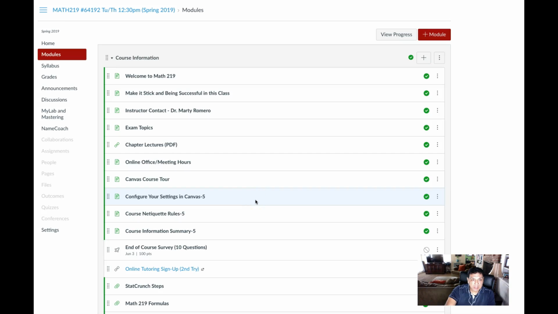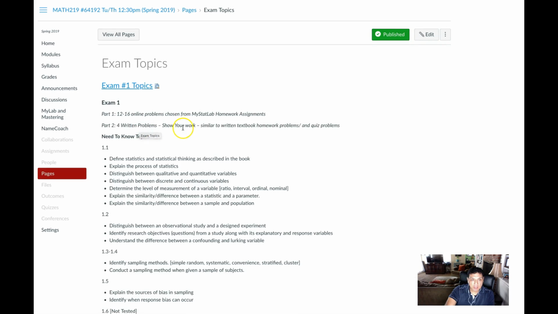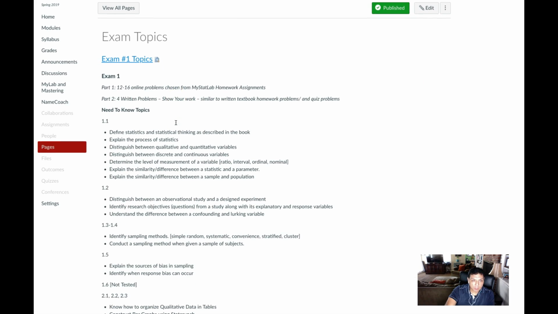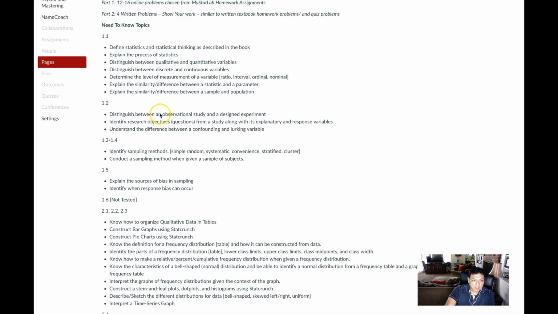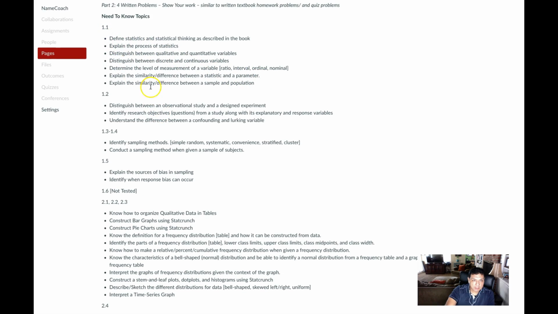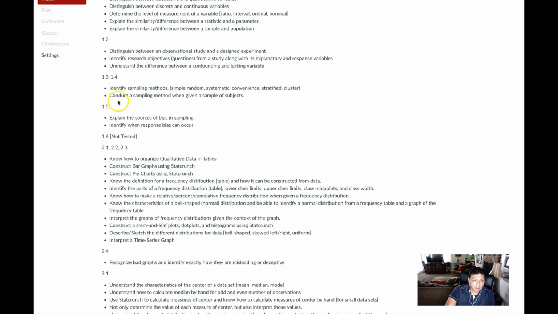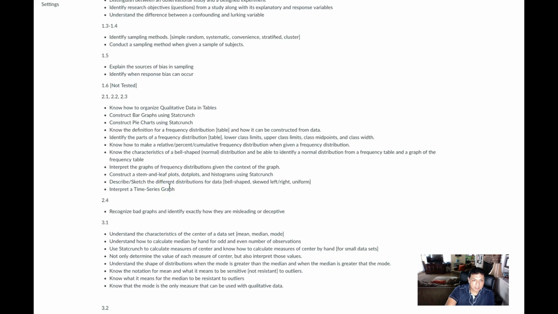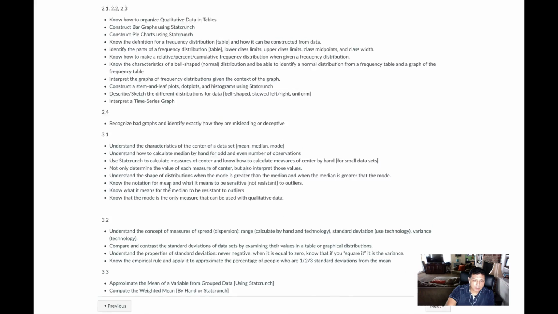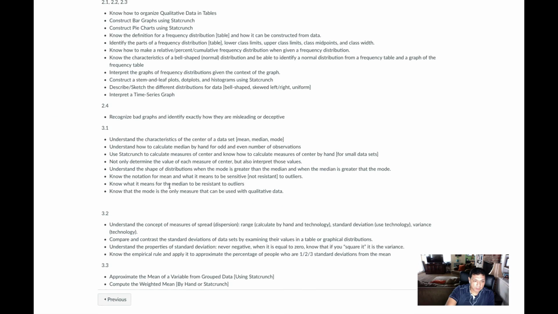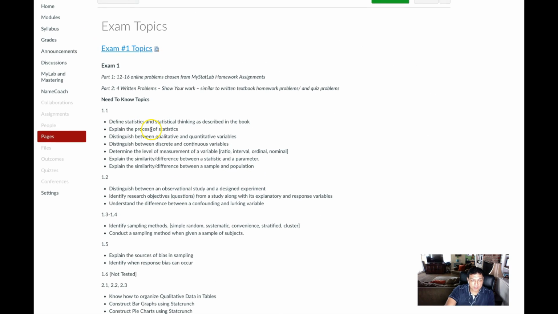As we prepare for exam one, I want to make sure you're clear on what to expect and how to study for it. First, I will be posting the exam topics. So for exam one, you can see all the topics from the sections and the specific topics that can be tested on exam one. It goes from 1.1 to 3.3. So you want to make sure you review those.